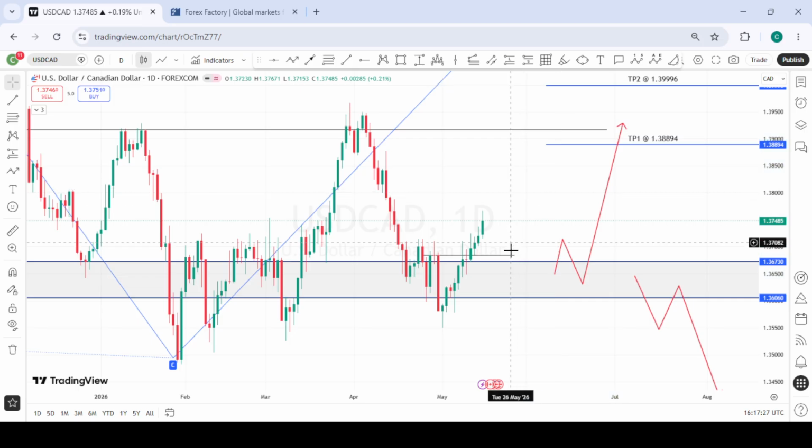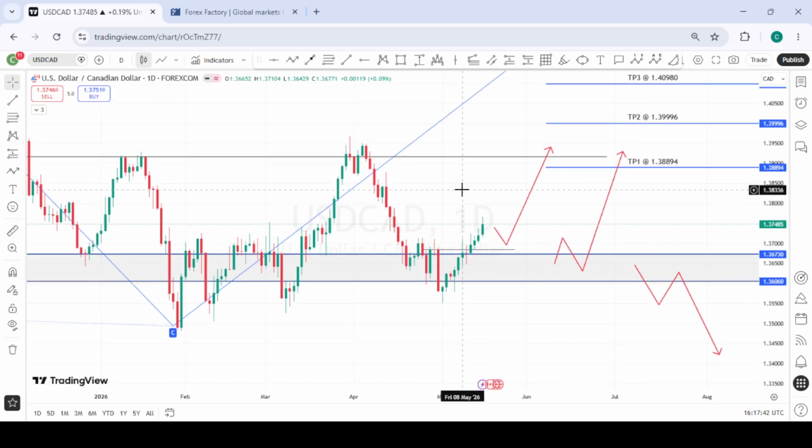Price may not pull back exactly into the zone. It might just pull back to retest any of these daily structures, either this daily structure or this second daily structure. And we see buying opportunities from there to the upside. So we are also very bullish on USDCAD for the coming week.